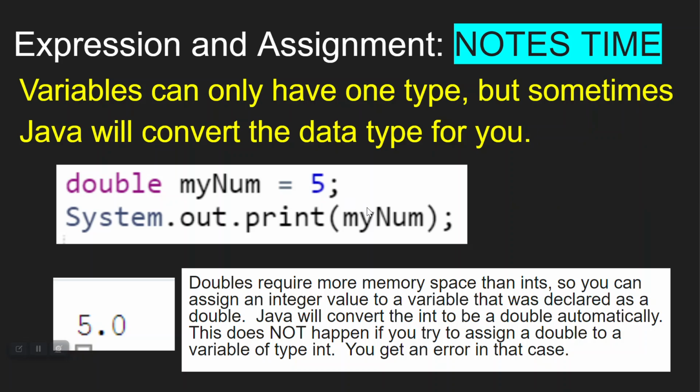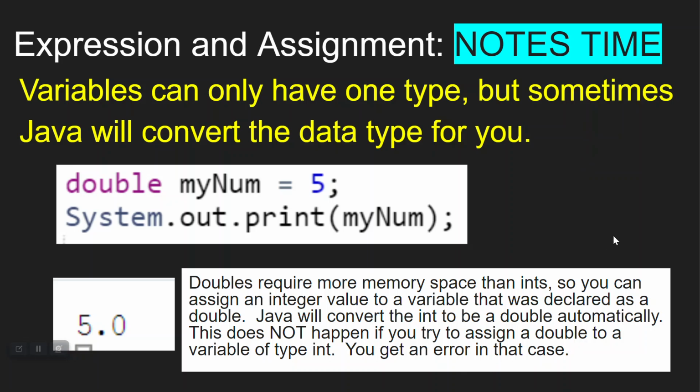But it does treat it as a double. So again, it's going to add that, it's going to make it 5.0. So Java will convert the int to be a double automatically. But remember, this does not happen in the reverse. You cannot declare an integer variable and ask it to store a double. And again, that's because doubles require a lot more memory space than what an integer has to offer. So you get an error message in that case.